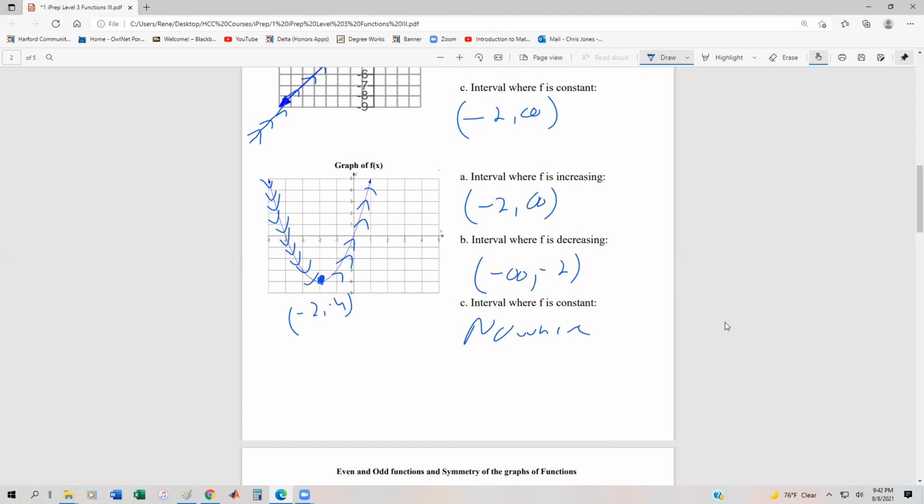Right? The only place that is really constant is going to be exactly at that point, -2 for x, but it's really neither increasing nor decreasing there. So it's just a point of inflection.